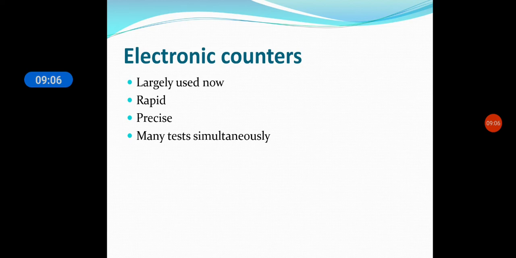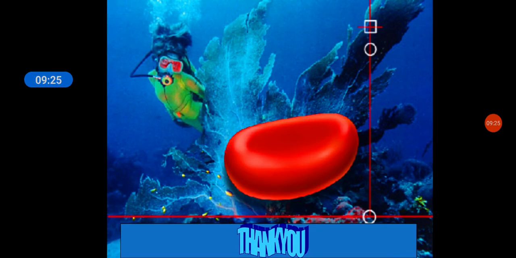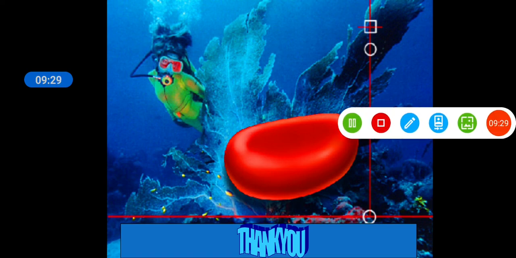Right. So basically now we are doing automated methods, right? Why are we using automation? Because it is more rapid, it is more precise, and you can do n number of tests simultaneously. Okay, fine. So that finishes RBC indices. RBC indices is very important for you. Why? That is helpful in diagnosis.